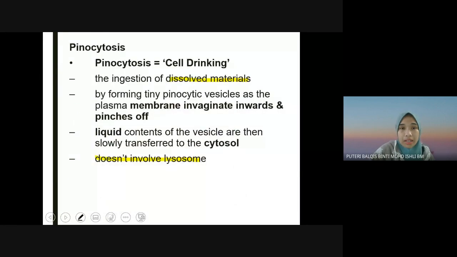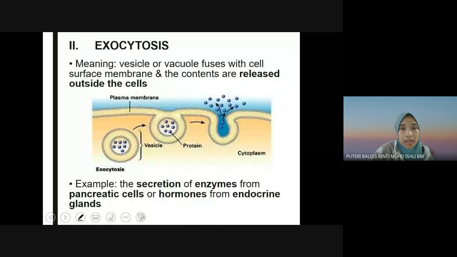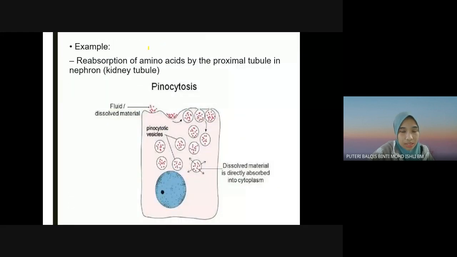For example of pinocytosis is the reabsorption of amino acids by the proximal tubule in the nephron. Itu adalah pinocytosis, the reabsorption of amino acids.